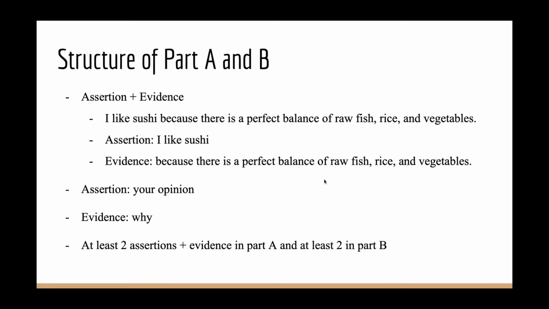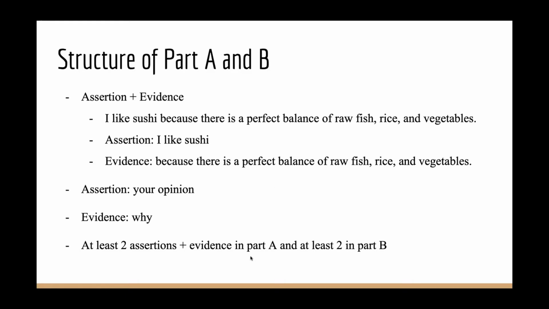So back to sushi. The structure of your part A and B consists of assertions and evidence. Your assertion is your opinion, and the evidence is why. Like, why is your opinion right? Or why do you have this opinion? In this sentence, I like sushi because there's a perfect balance of raw fish, rice, and vegetables, the assertion is I like sushi, and the evidence is because there's a perfect balance of raw fish, rice, and vegetables. You're going to want at least two assertions and two evidence in your part A and at least two in part B. Each assertion plus evidence is one sentence.